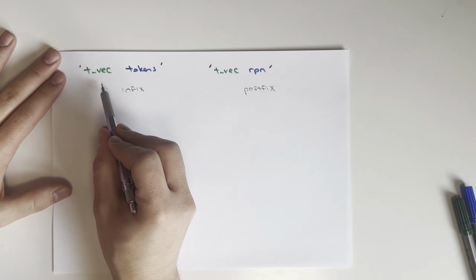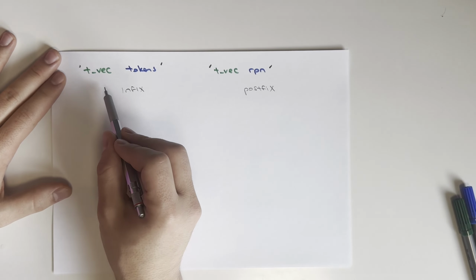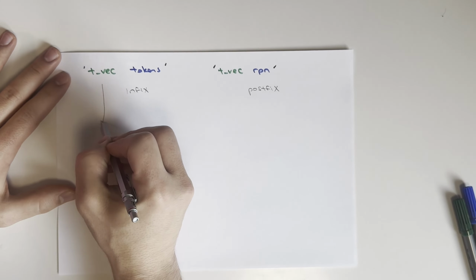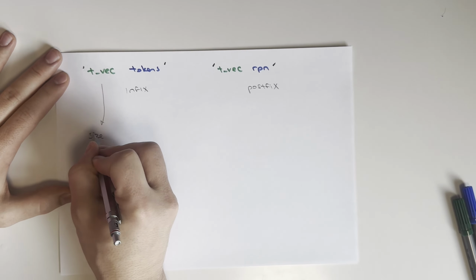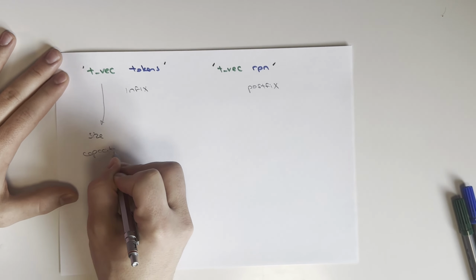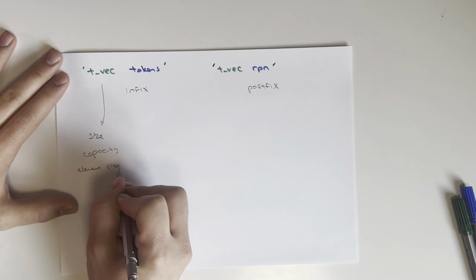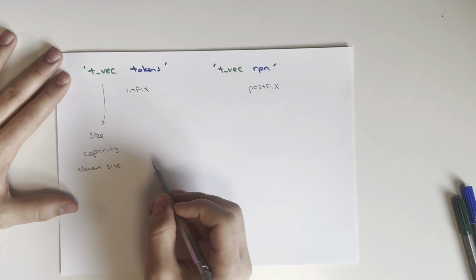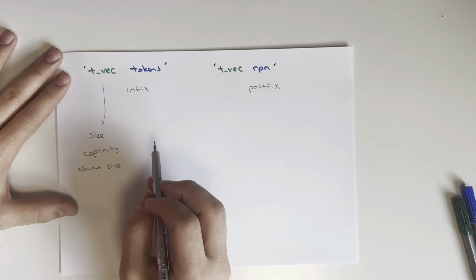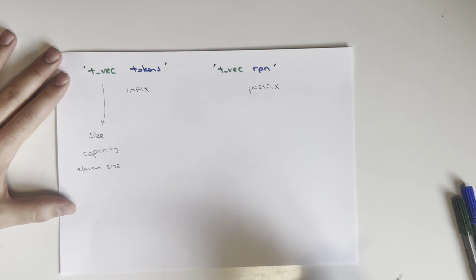And the T-vec is using a tiny vector, just size, capacity, and element size. So we don't rely on forbidden helpers. We are just keeping everything small and simple.